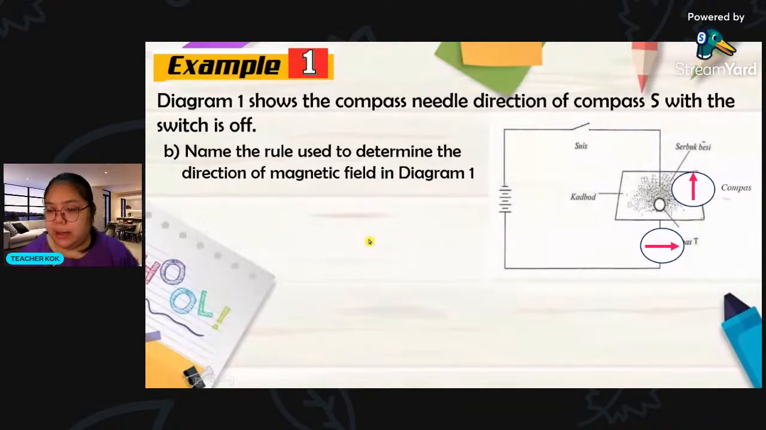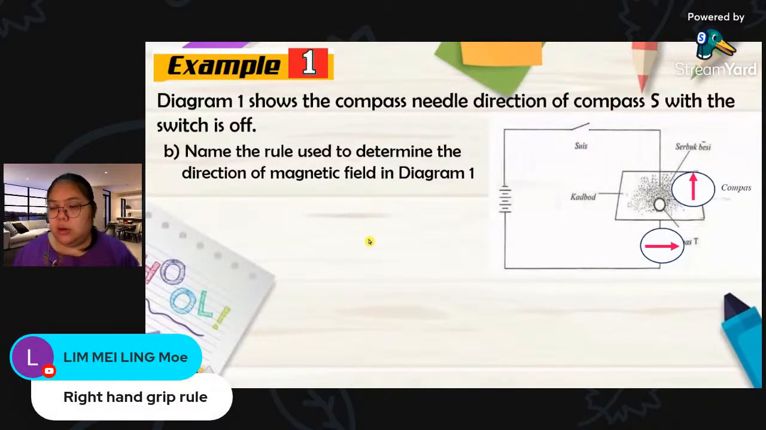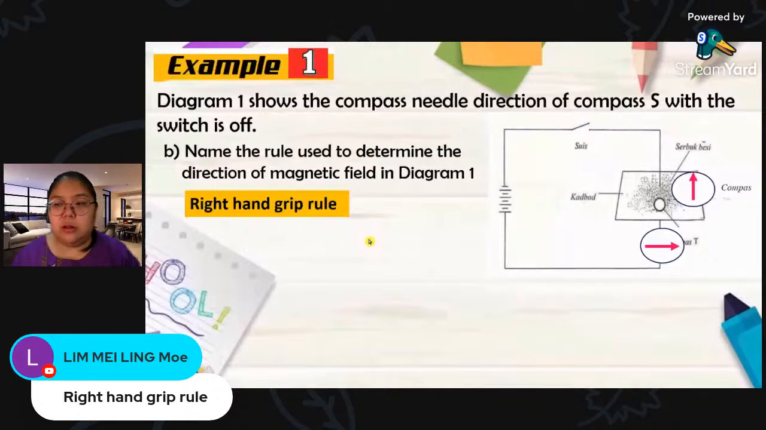Yeah, I get it, Mei-Ling. Right hand grip rule. Okay, so the answer is the right hand grip rule. Remember the name, not just for the anti-clockwise. You need to know the name. Okay, then we continue to the next question.